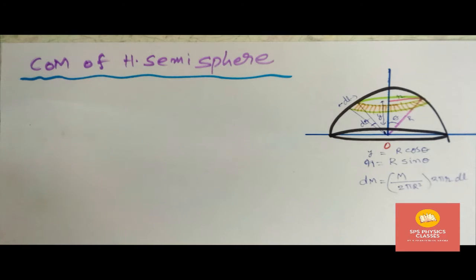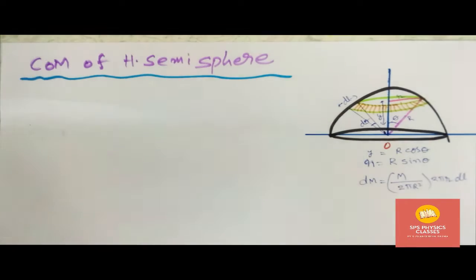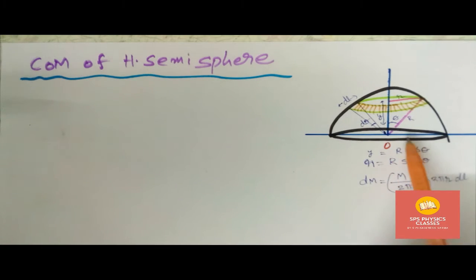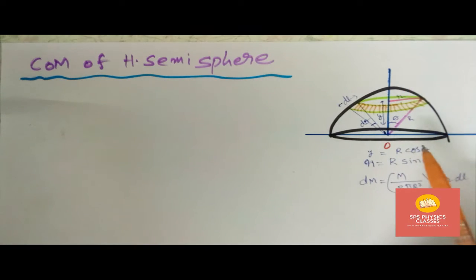Today, let us try to deal with a new problem: determination of center of mass of a hollow semi-sphere. Suppose we consider a hollow semi-sphere where O is the starting point or origin of the system, and this is the x-axis and the y-axis given here.